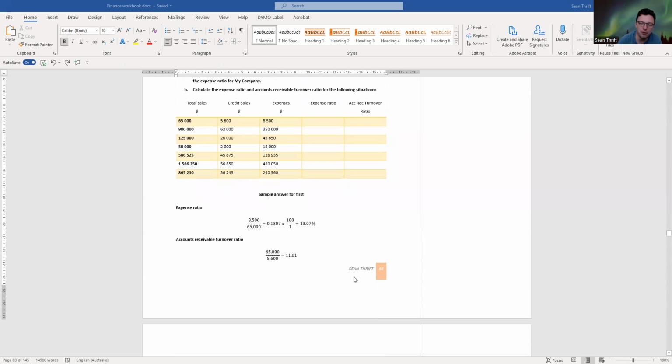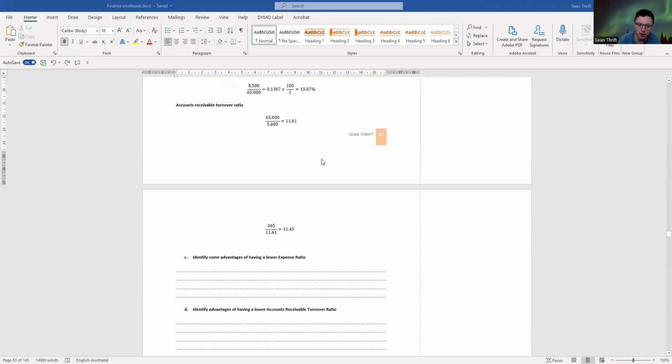So now we can see how to work out these basic ratios. It's up to you to do the other ones by yourself and work out what these actually mean and interpret them.